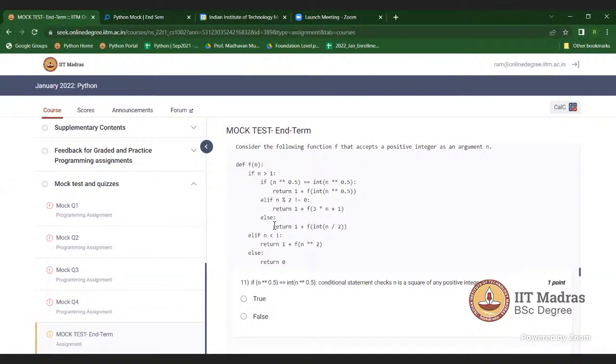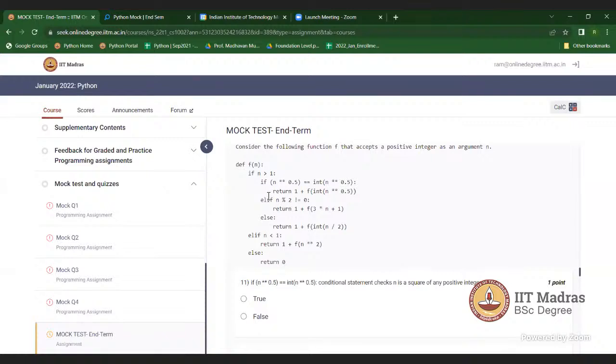6 plus f of 2, and then we have what? n % 2 not equal to 0? For n equals 2, I'm calculating. Else return 1 plus f of n by 2, which basically means we have 7 plus f of 1. We'll come to this else block here. We'll have 1 plus f of 1, which gives the total value as 7 plus f of 1.